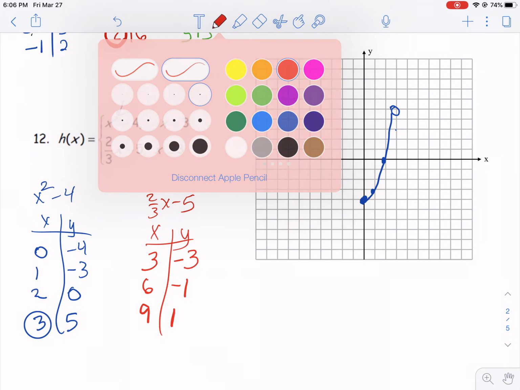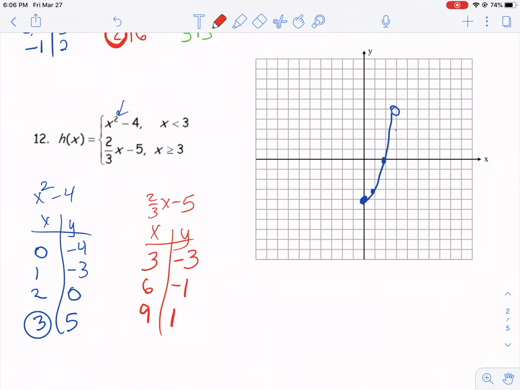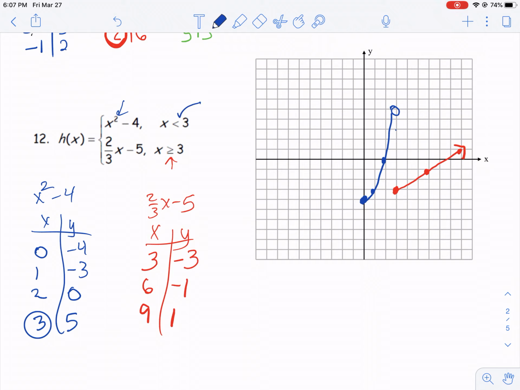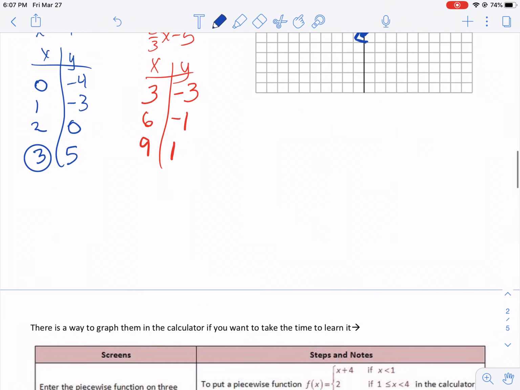All right, the red one. 3, negative 3 had the equal sign, so it's a solid dot. 6, negative 1. And 9, positive 1. Connect the dots. All right, on the red graph, we have a greater than. That points to the right. And I forgot my arrow on the blue one, so let's go back. The less than sign's pointing to the left, so I put my arrow to the left. Label my graph h of x, and this problem's done.